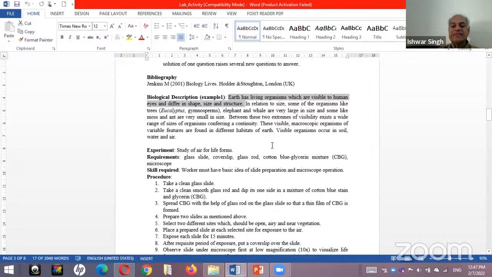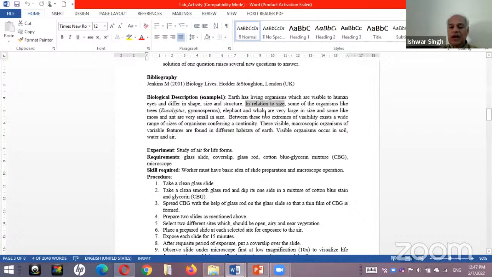So the next statement is in relation to the size. Now we are again directing, facilitating the student to take one particular direction. Instead of talking about the variation of different living organisms, now we are focusing on the size of the organism. Some organisms like trees, elephants and whales are very large in size, and some like mosses are very small in size.